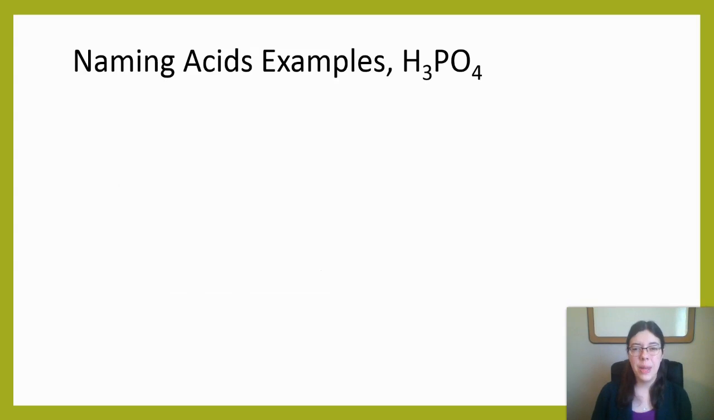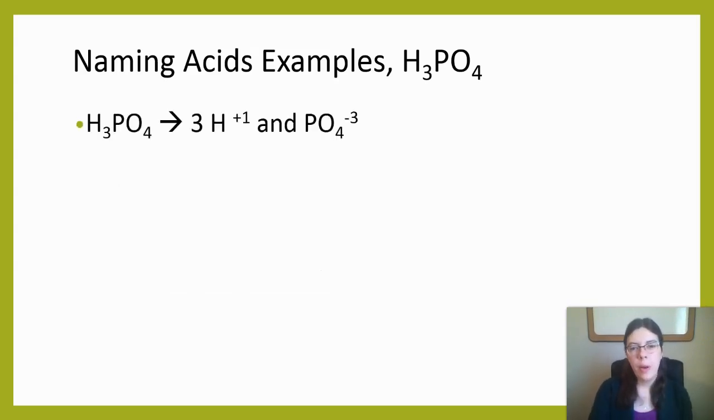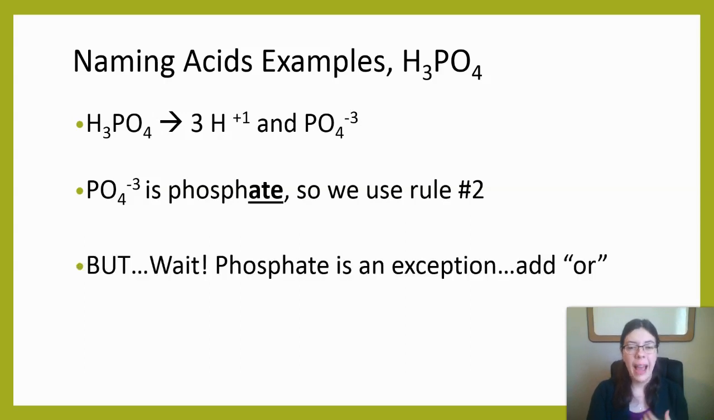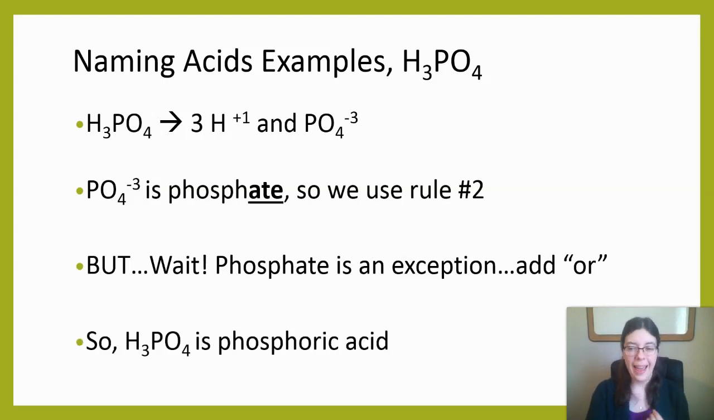Okay, the next one, H3PO4. So this one we actually have 3 hydrogen ions, but we just have the 1 phosphate. So think "I ate something icky." So I'm going to take the phos, and then I'm going to add ic. But this is one of those weird exceptions. Anytime we have the phos in acid naming, we add an or, okay? Because otherwise we'd have phosphic acid, which just kind of sounds weird. But what it actually ends up being is phosphoric acid.